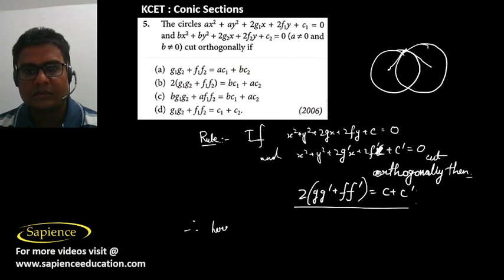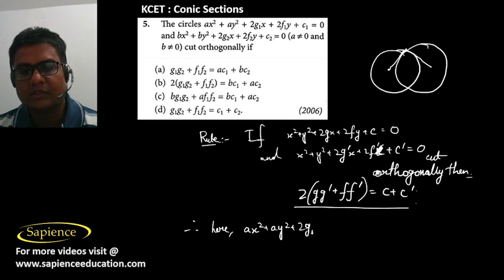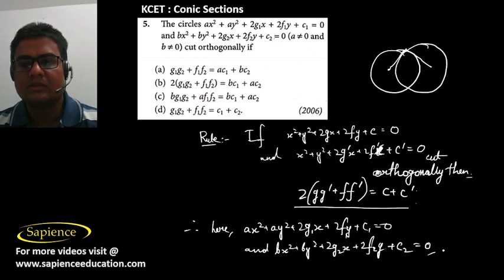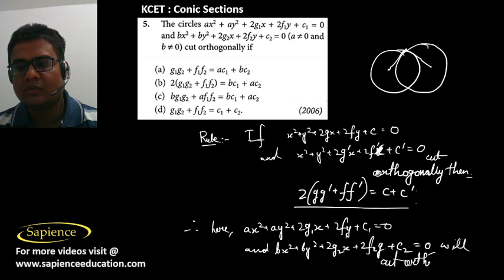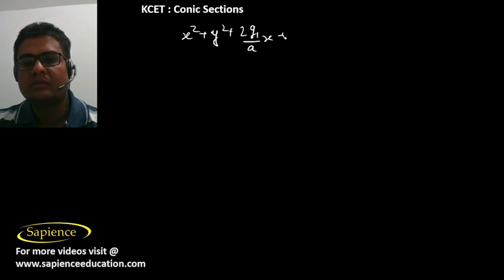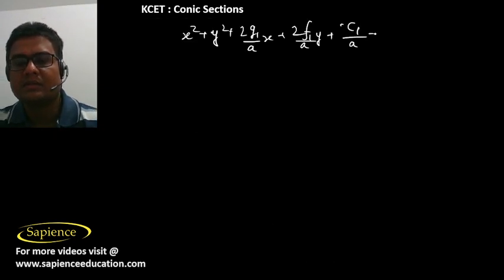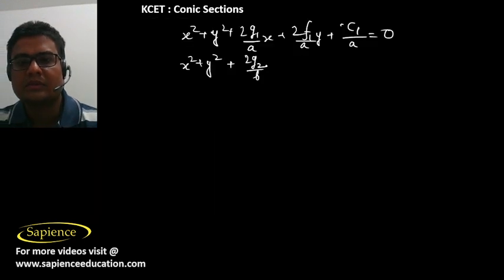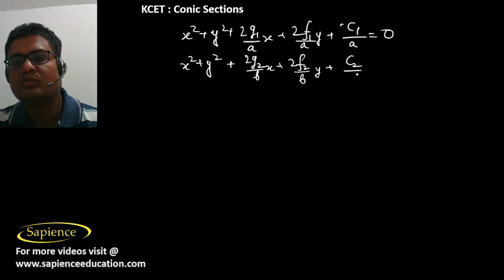So therefore here the circles ax square plus ay square plus 2g1x plus 2f1y plus c1 equal to 0, and bx square plus by square plus 2g2x plus 2f2y plus c2 equal to 0 will cut orthogonally if, so I can say that the first circle we can write as x square plus y square plus 2g1 by a into x plus 2f1 by a into y plus c1 by a equal to 0, and the other circle can also be written as x square plus y square plus 2g2 by b into x plus 2f2 by b into y plus c2 by b equal to 0.